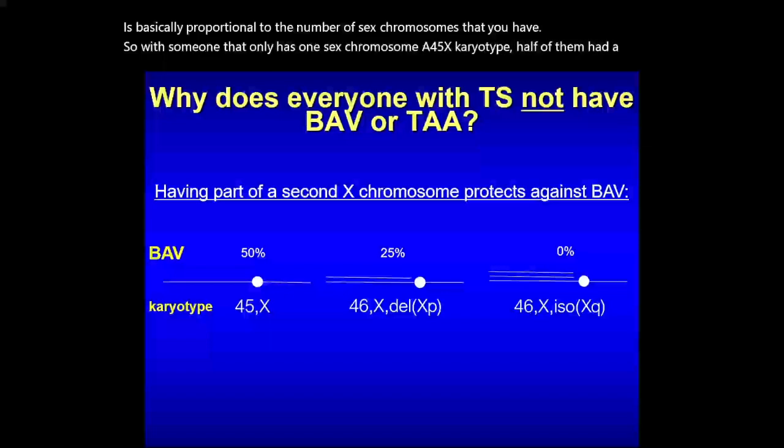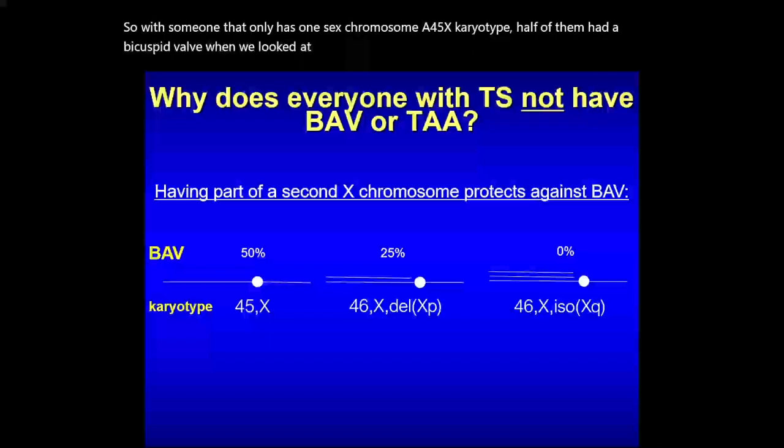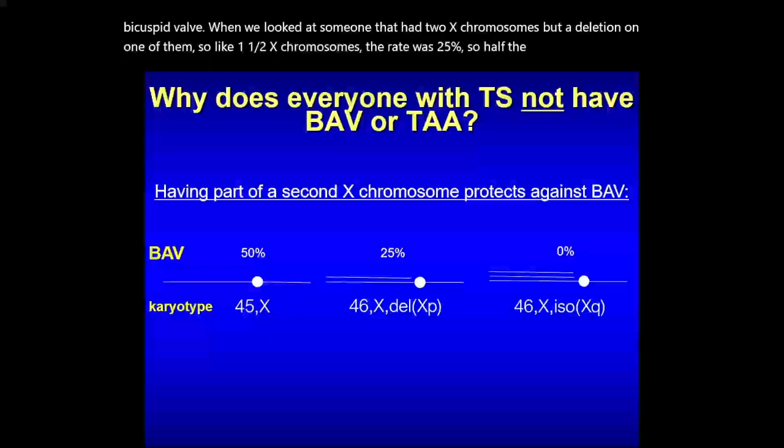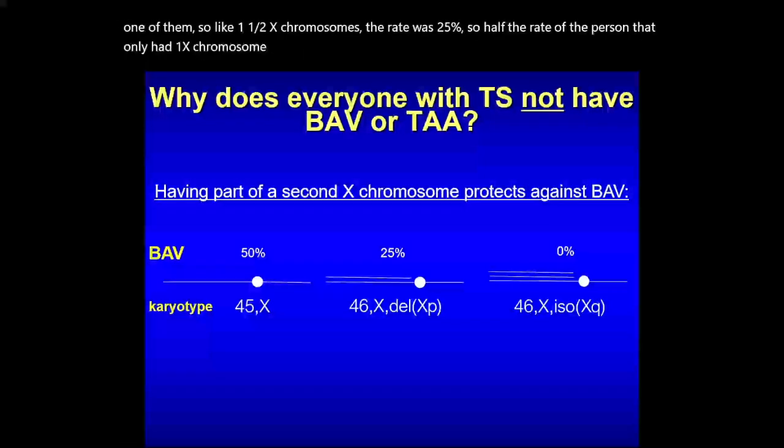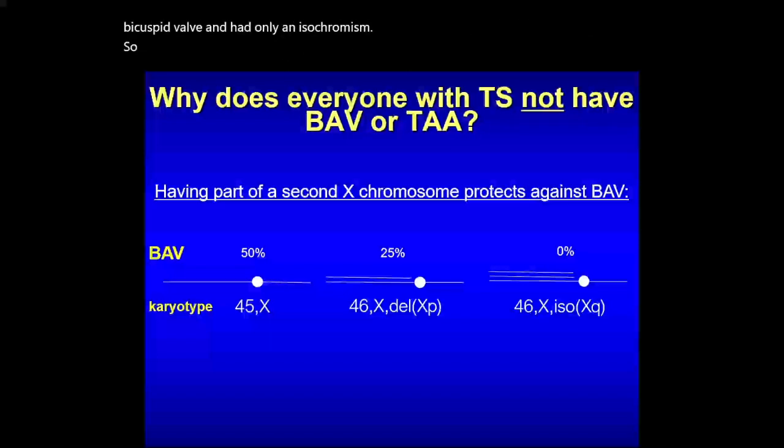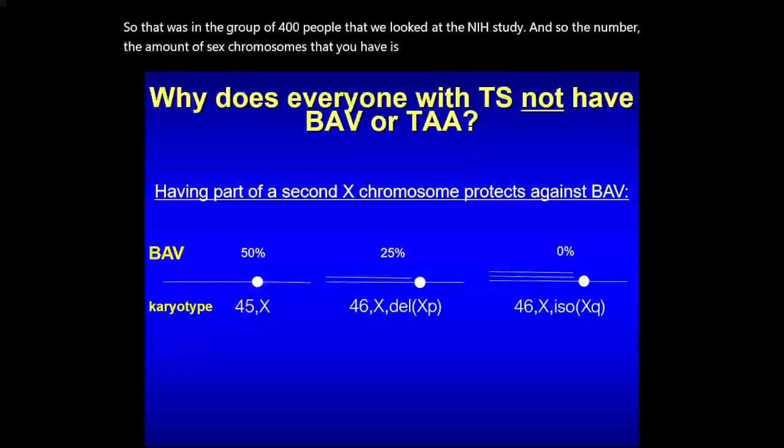So with someone that only has 1 sex chromosome, a 45X karyotype, half of them had a bicuspid valve. When we looked at someone who had 2 X chromosomes, but a deletion on one of them, so like 1.5 X chromosomes, the rate was 25%. So half the rate of the person that only had 1 X chromosome. And when we looked at isochromosomes, we didn't find anyone who had a bicuspid valve and had only an isochromosome. So that was in a group of 400 people that we looked at in the NIH study. And so the amount of sex chromosomes that you have is directly proportional to your risk of developing heart abnormalities that you're born with.